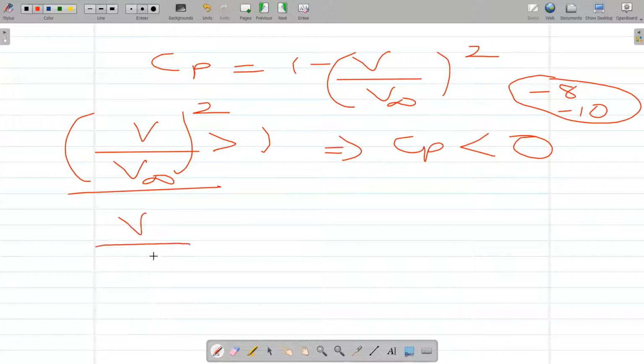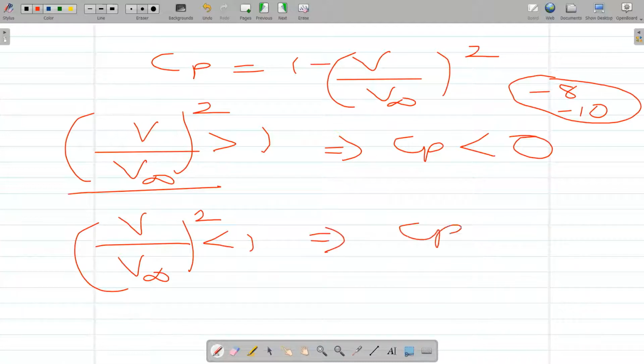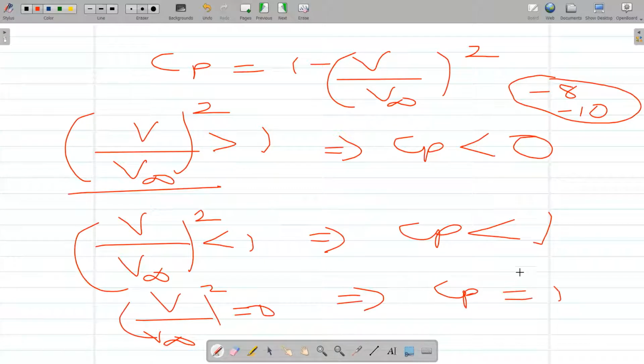Now let's look at V by V infinity whole square that is less than 1. In this case, 1 minus some number less than 1 is going to be less than 1. And let's say if V by V infinity whole square is equal to 0, that implies CP is equal to 1, right? So these are three different conditions that I'm putting forth. In the first case, its value is negative. Irrespective of how high the magnitude is, it's still a negative number, so it's still lower than 1. So I'm just going to ignore this one.